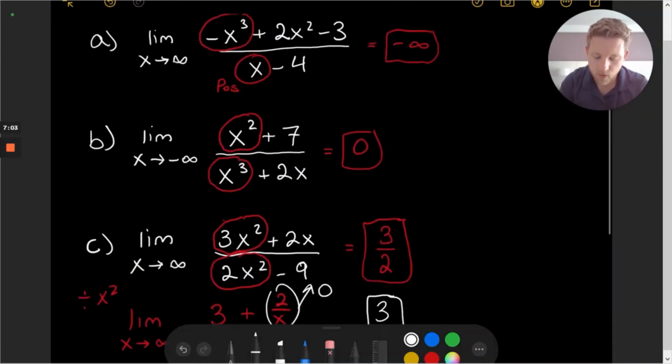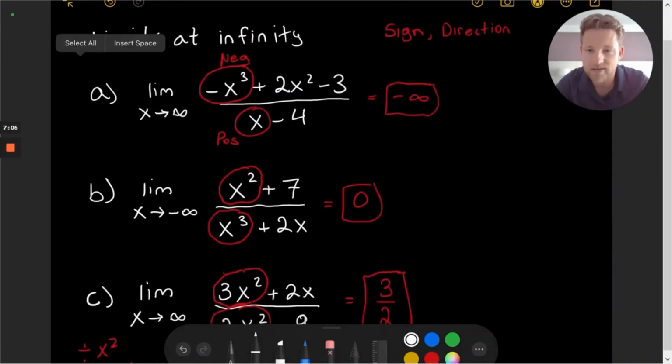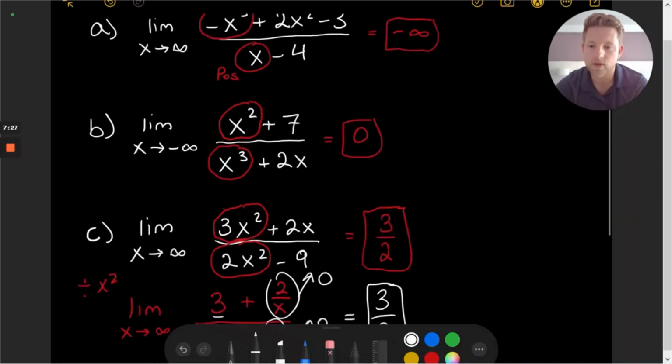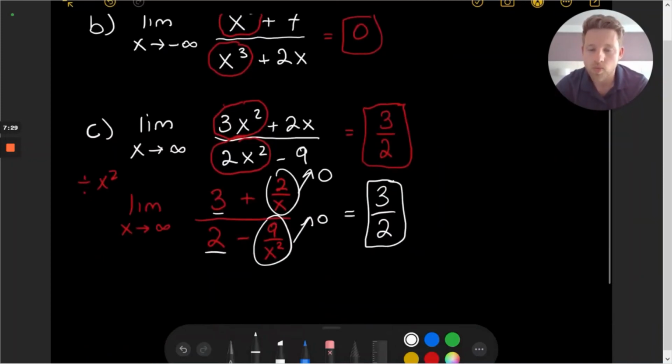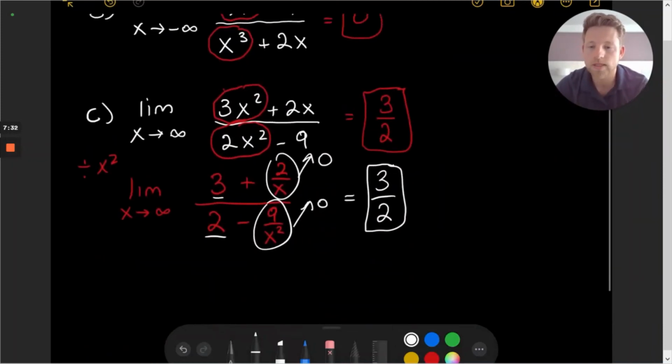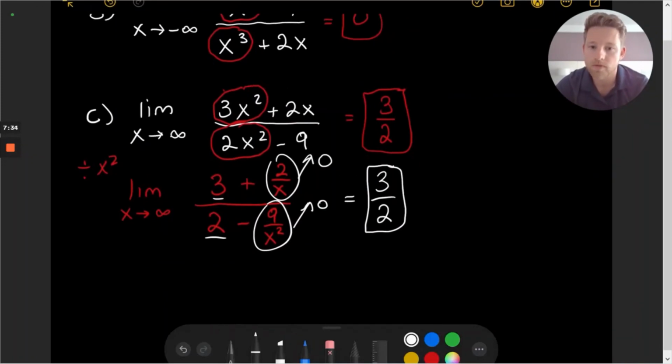So in summary here, there's our 3 cases in terms of limits at infinity. In part A, the numerator power is greater than the denominator. In part B, the degree is higher in the denominator than the numerator. And in part C, the degree of the numerator and denominator are equal, and we need to consider their coefficient ratio.